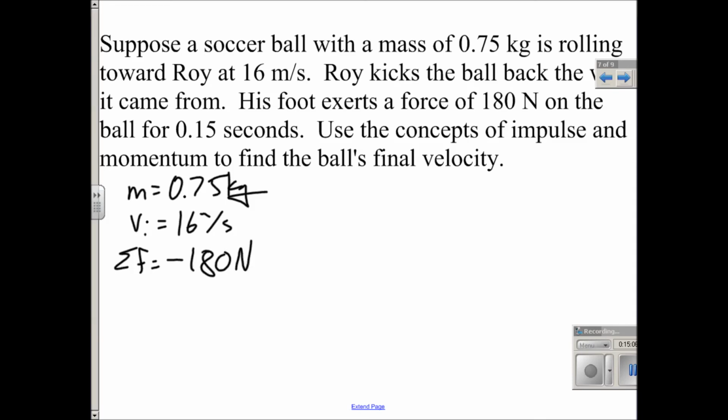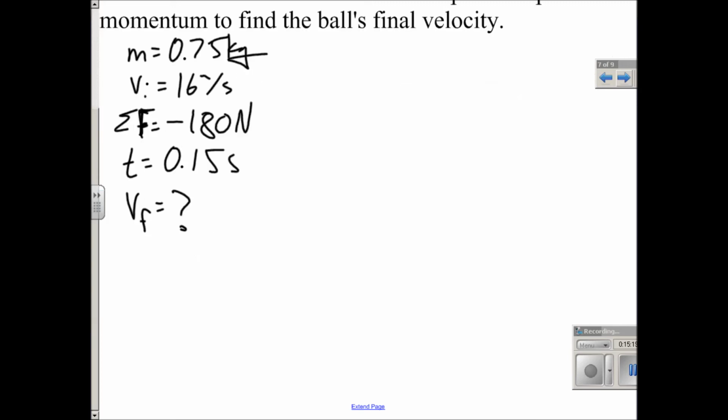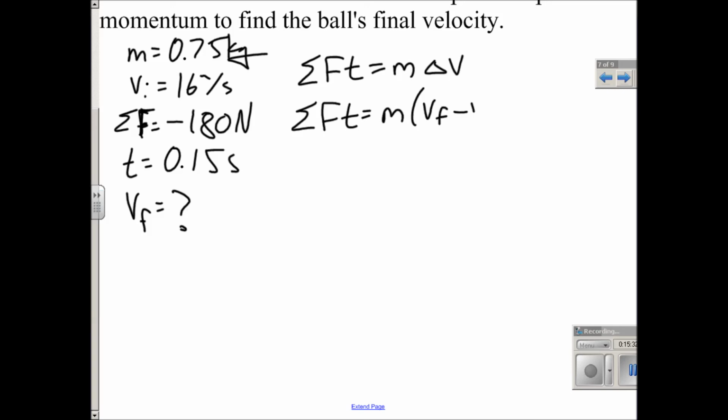That negative sign is why I want you to get in the habit of making drawings, you guys, because you'll miss negative signs if you don't make drawings. Okay. We know that the time is 0.15 seconds, and we're looking for our final velocity, right? So let's do it. Here's what we know. Net force times time equals mass times change in velocity, or net force times time equals mass times VF minus VI. All right, so most of the problems that you're going to see on your next assignment are going to have these 5 variables in them, and I'll always give you 4, and you'll have to find the missing one. And that's all we're doing here.